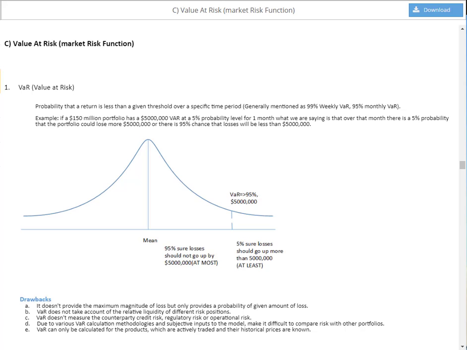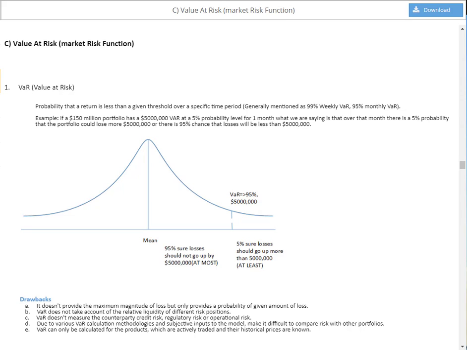Hi, today we're gonna cover value at risk as a market risk function. Value at risk defines a probability that a return is less than a given threshold over a specific time period. Generally, we calculate 99% weekly VAR, 95% monthly VAR. Monthly and weekly is the holding period of the portfolio.